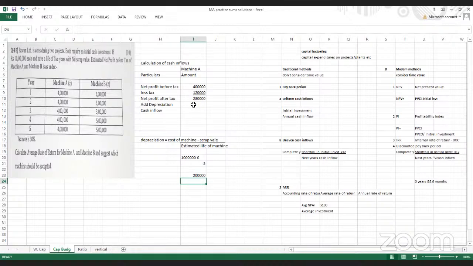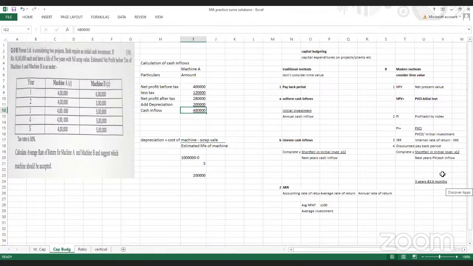Students, is this clear? How to calculate depreciation? Very simple. Cost of that asset or project cost or machine cost divided by life of the machine. So 10 lakhs divided by 5 is 2 lakhs depreciation per annum. So I'll write it here. 2 lakhs is your depreciation. Clear? So we have to add it to the profit after tax figure to get the amount of cash inflow. So our cash inflow is 4,80,000. I hope this is clear.